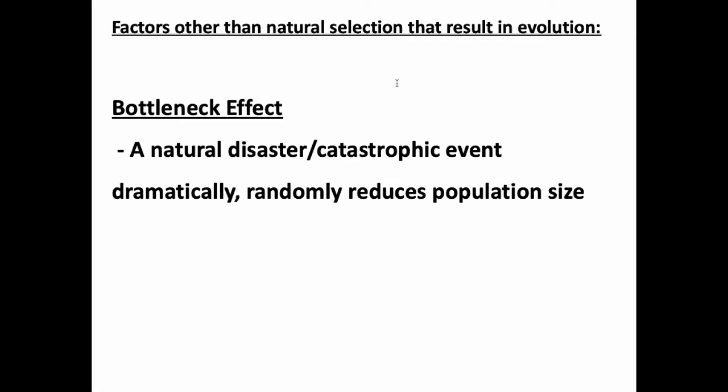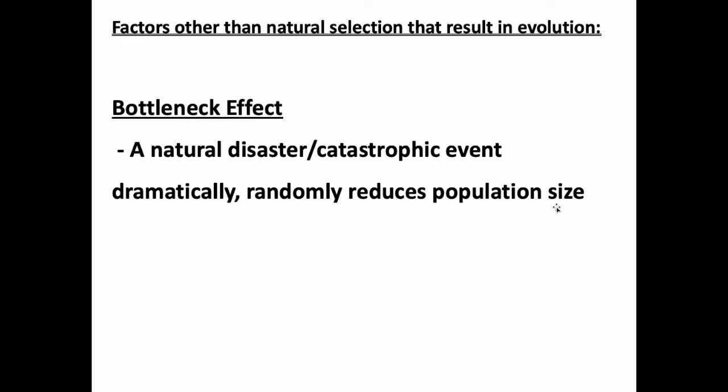Okay, let's look at another factor other than natural selection that results in evolution. Let's look at something called the bottleneck effect. So this is not in the key terms. I've written out the definition here. This is when a natural disaster or catastrophic event, something dramatically and randomly important, reduces population size, which is a very polite way of saying kills almost everyone.